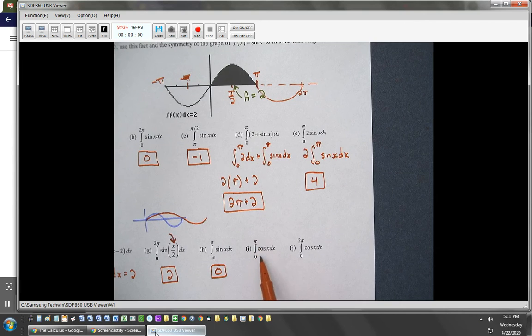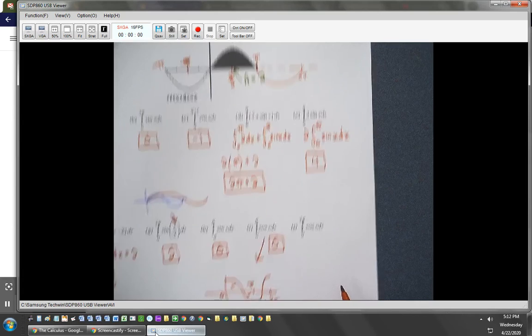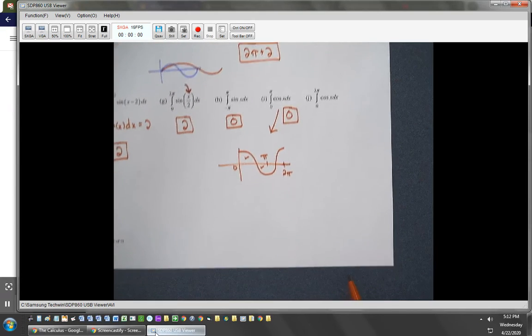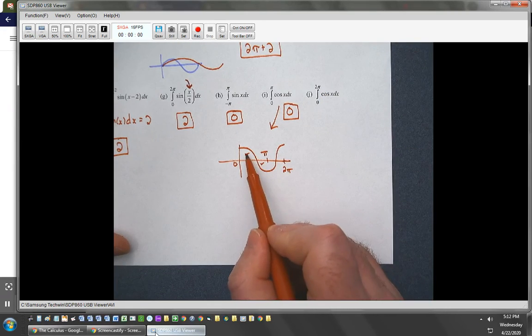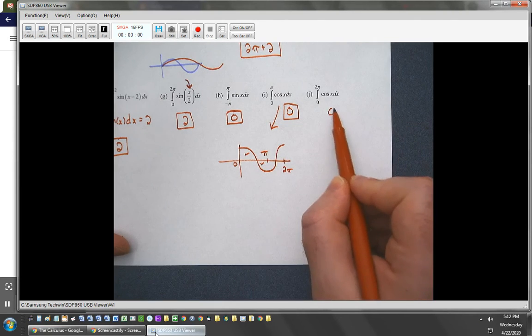0 to pi of cosine. Uh-oh, we better sketch cosine here. Cosine starts high and goes low. So this is 2 pi. This is pi. This is 0. All right, from 0 to pi, it's going to be a little bit above and a little bit below. So you're going to have the same amount above and the same amount below. So that's going to end up being 0. Oh, dang it, I didn't do a good job again. All right, from 0 to 2 pi of cosine, it's the same thing. Above, below, below, above, we're in the same boat. It's still going to be worth 0.